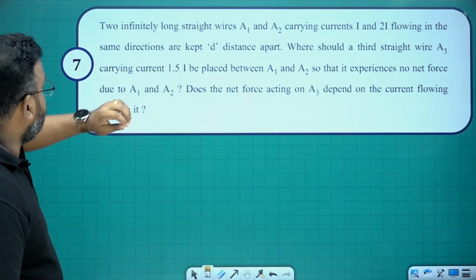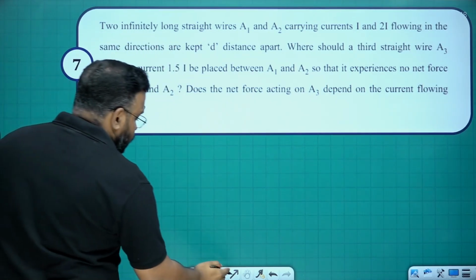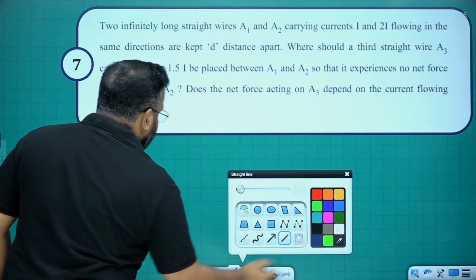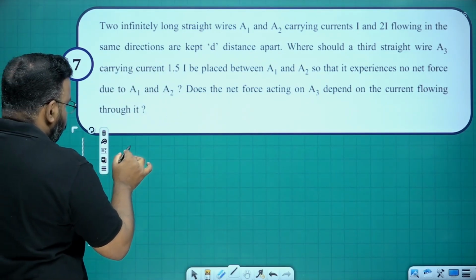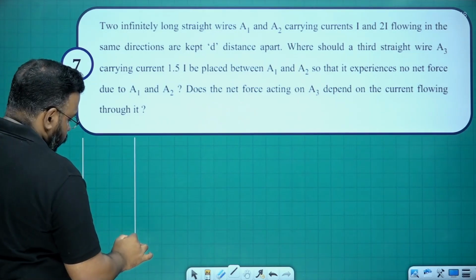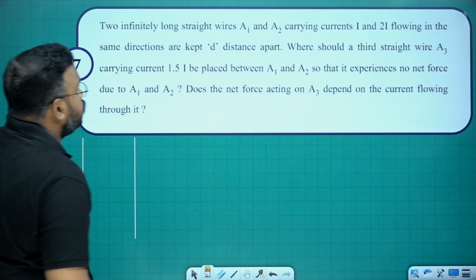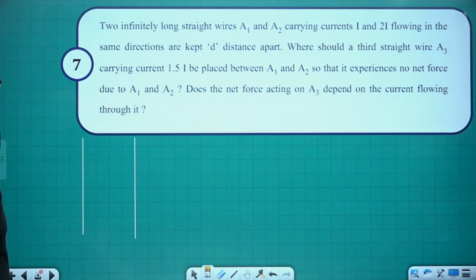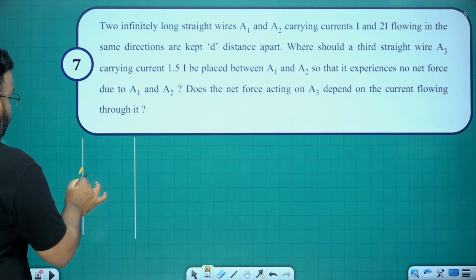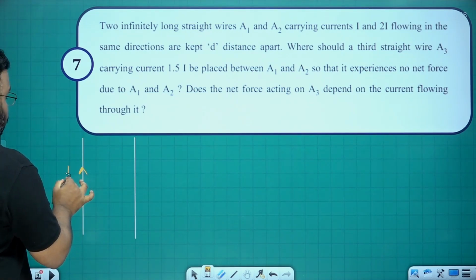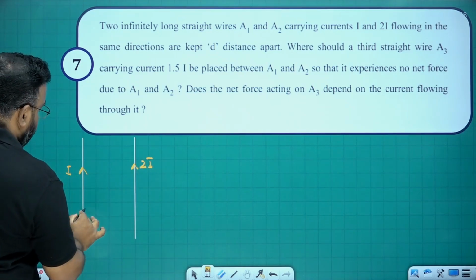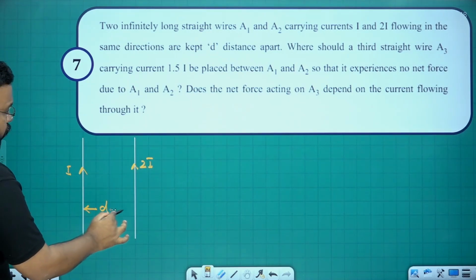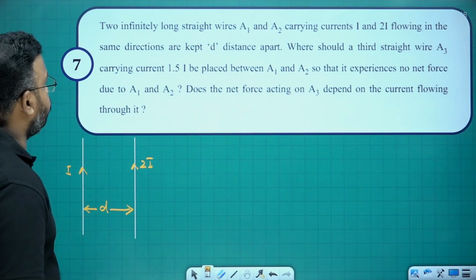Listen, two infinitely long straight wires A1 and A2. So I'm just taking, this is the first conductor A1 and this is A2. So two infinitely long conductors, carrying current in the same direction. So this current is I, and this is 2I. And they are kept at a distance of d apart.